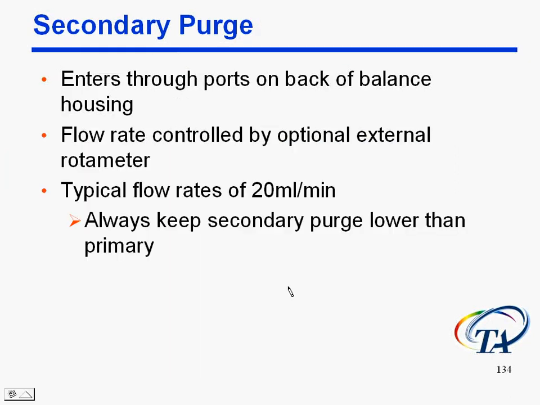Now the secondary purge enters through a port on the back of the balance housing. I'll show you a picture of that so you know what I'm talking about. Now this flow rate does not go through a mass flow controller. It's controlled by an optional external rotometer or flow meter, and you can get that from us, or you can get it from Brooks or other people that sell flow meters. The typical flow rate for the secondary purge is a lot lower. It's 20 mils per minute. You always want to keep the secondary purge lower than the primary. That way the balance is always kept in that inert gas.